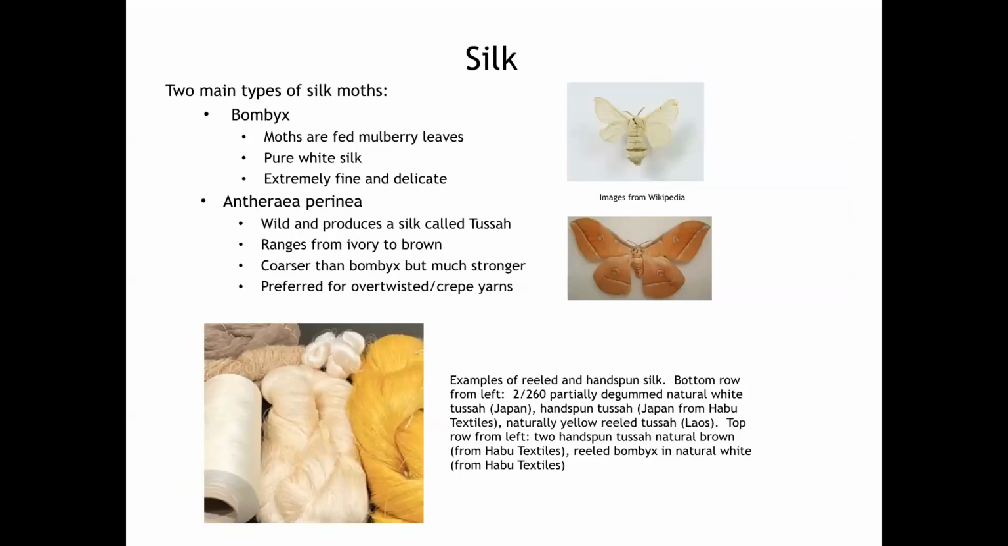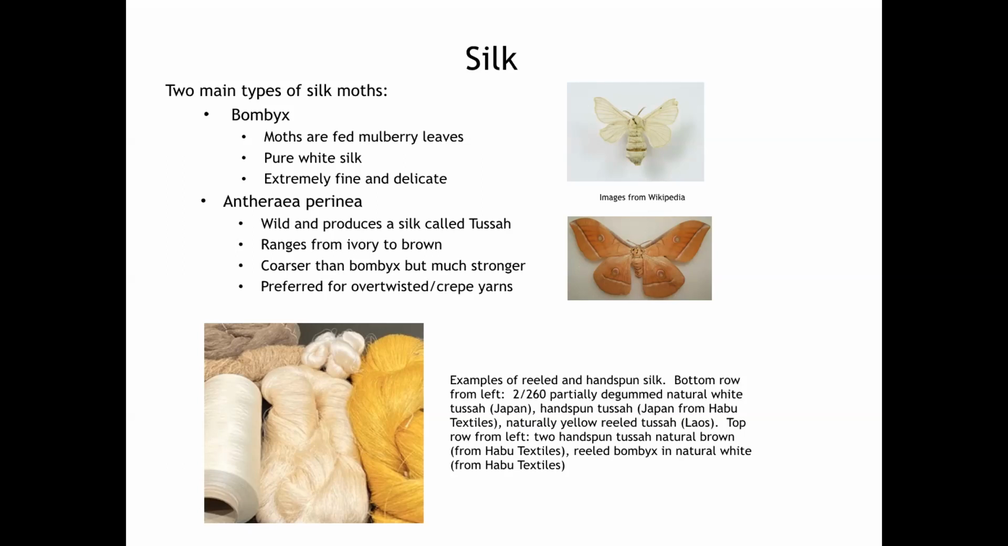The silk, there are two types of silk. The most common one is called bombyx. It comes from the silk moth Bombyx. The bombyx silk moth is not wild. There are facilities all over the world where the moths are raised and fed mulberry leaves. And they tend to produce very white, pure white silk.